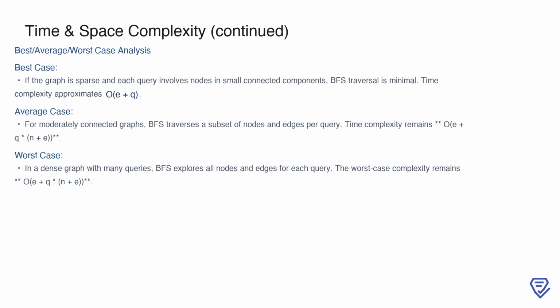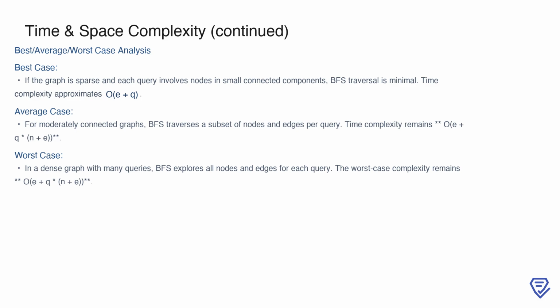Finally, let's consider the best, average, and worst-case scenarios. In the best case, the graph is sparse, and each query involves nodes within small connected components. Here, BFS traversal is minimal, and the time complexity approximates O(e plus q).